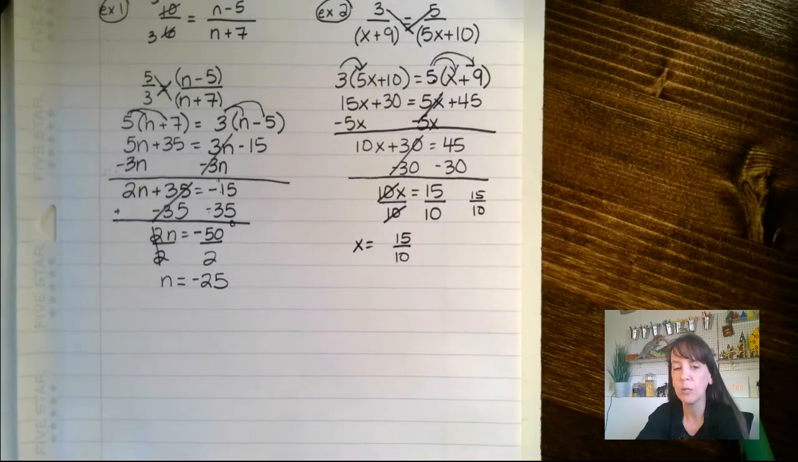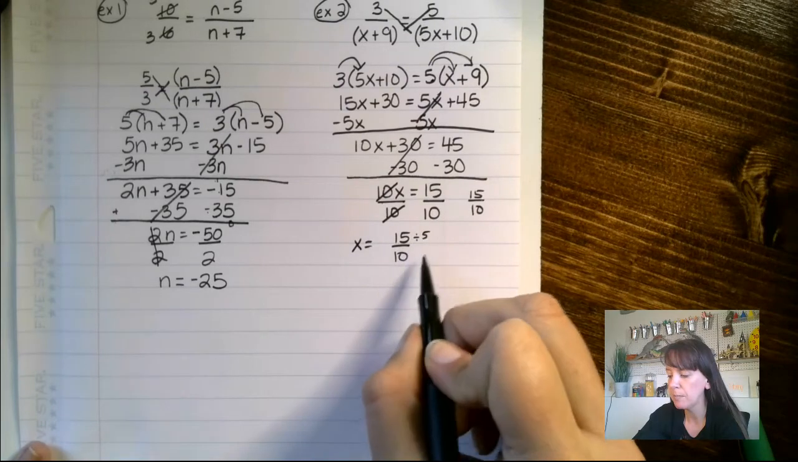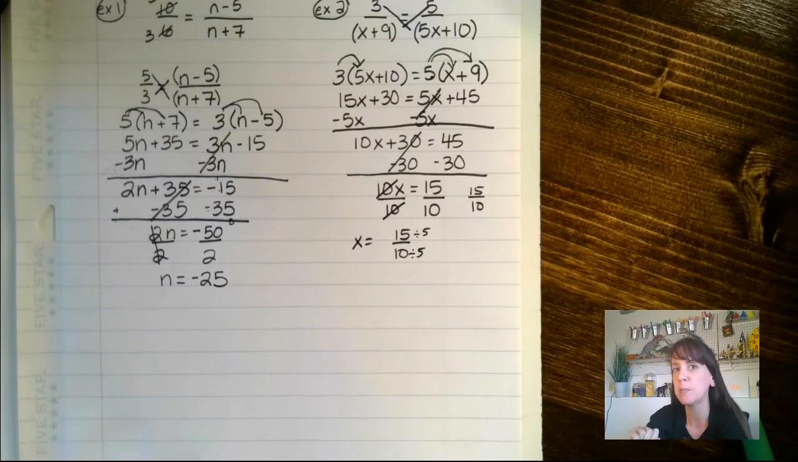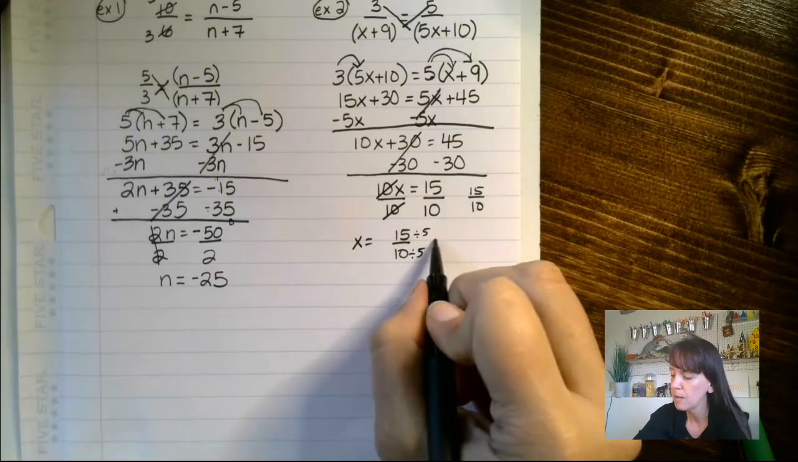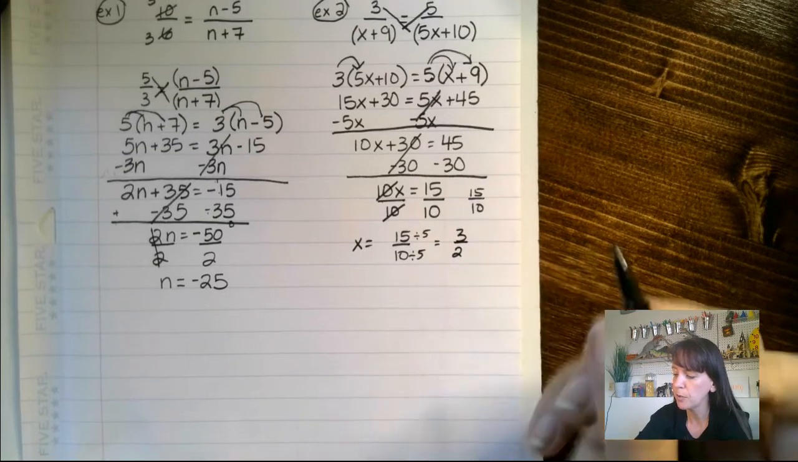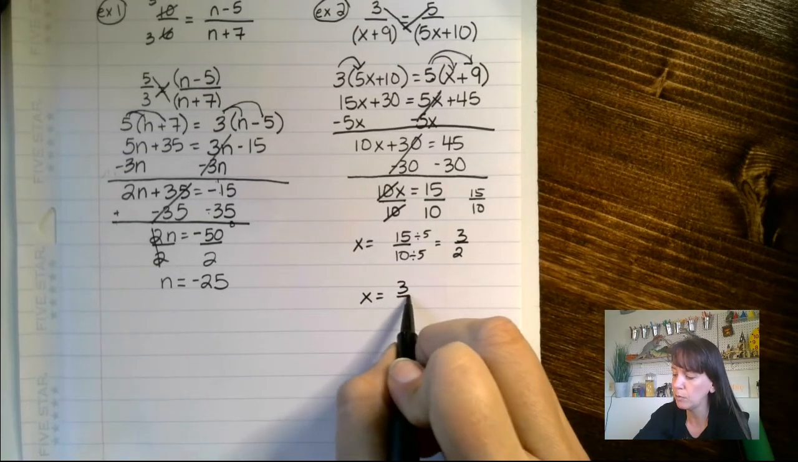Now I can reduce this by dividing the top and bottom by 5, because remember, things that are divisible by 5 end in a 5 or a 0. So that gives me 3 over 2. So x equals 3 over 2.